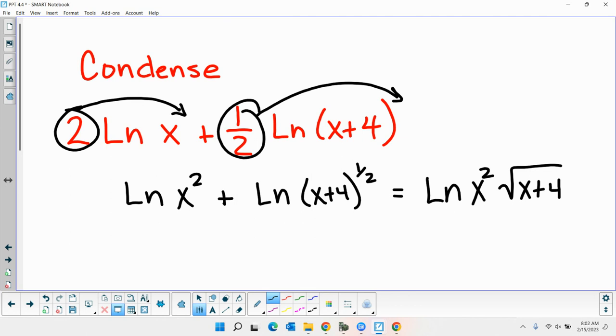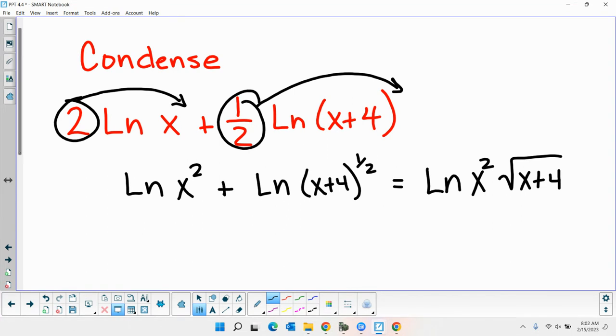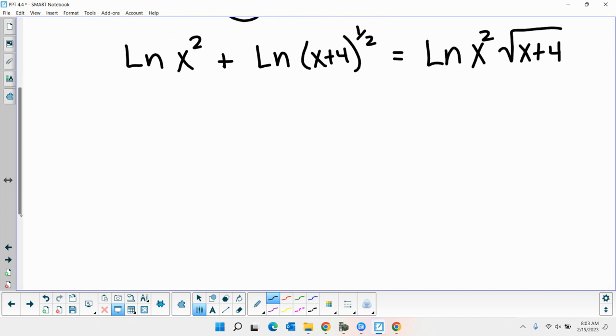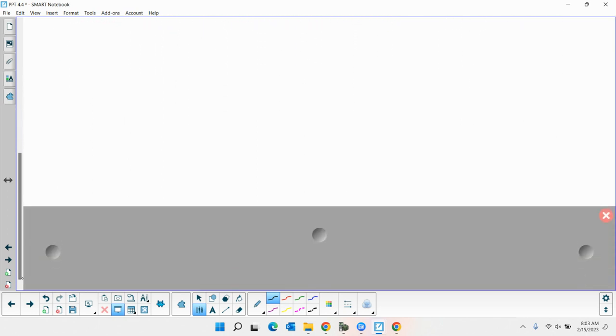So any numbers out front, we put it as the exponent. Addition, we're going to end up multiplying. If that was subtraction, we would have ended up writing it as a division or a fraction. Okay? This making sense? We good on that one? Let's do another one.